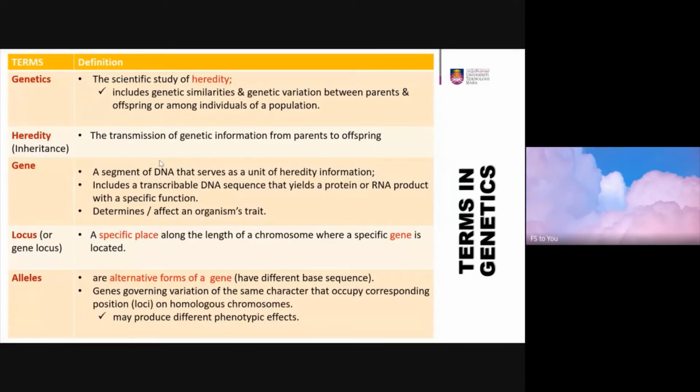So this is the first part lah. So terms in genetics. Okay, so basically if you have watched all the videos, especially in this part, terms in genetics, in order for you to understand the whole topic, you have to understand these terms first. Okay, so what is genetics? Genetics is the scientific study of heredity, includes genetic similarities and genetic variation. Variation is difference, okay, perbezaan between parents and offspring or among individuals of a population.